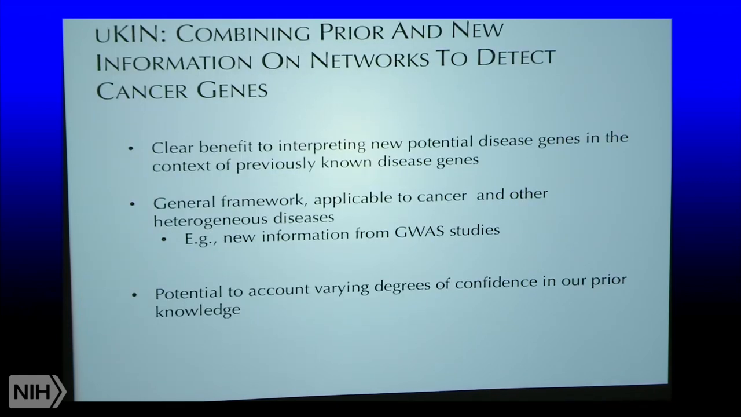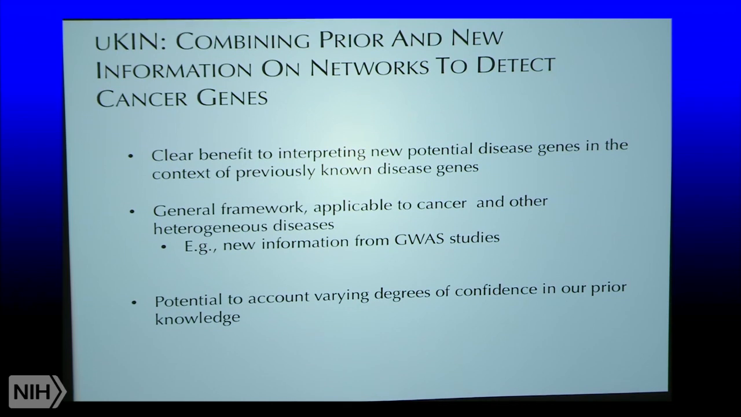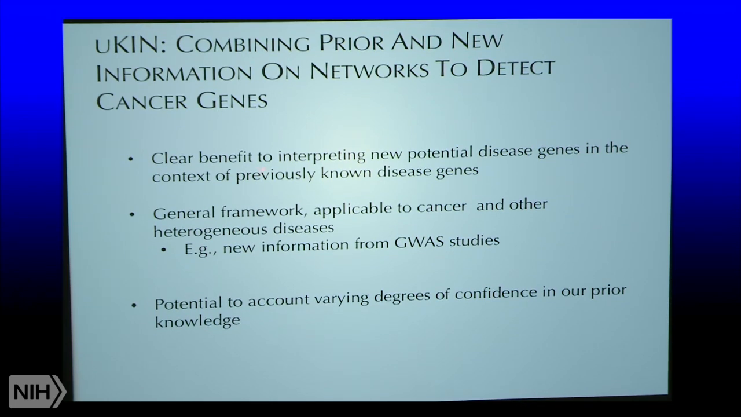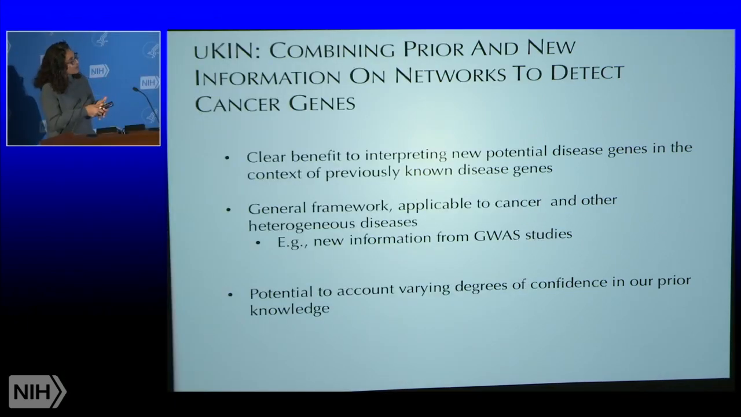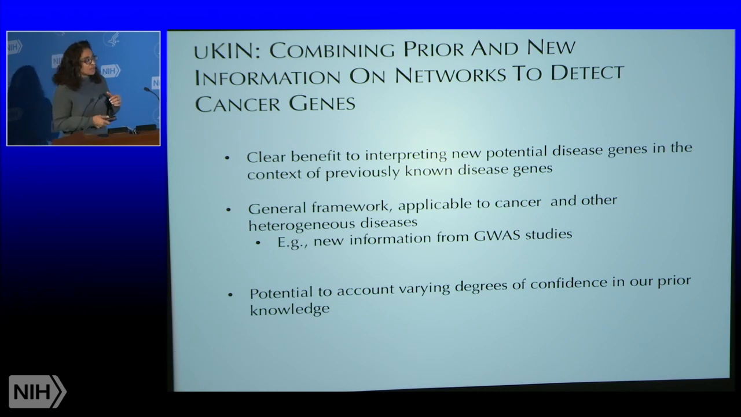All right, so I want to argue that our new approach, UKIN, shows that there's clear benefit to interpreting new potential disease genes in the context of previously known disease genes. So we should learn from what we know already. I mean, there's a big move in machine learning to do everything in an unbiased fashion, but we shouldn't ignore what we already know. So what I described in this last part of my talk was a general framework.